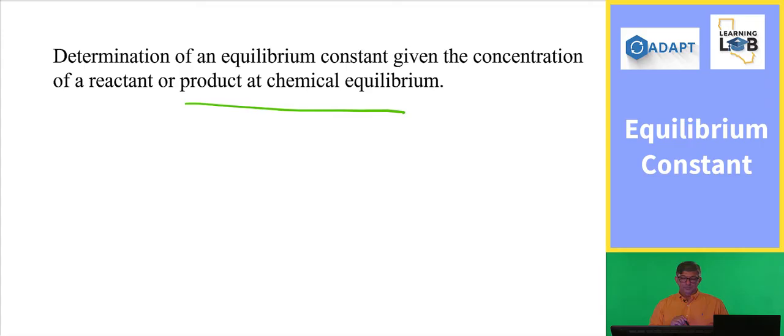We are now going to determine the equilibrium constant given a reaction in which one of the reactants or products, we are given its equilibrium constant at chemical equilibrium. So let's look at our particular problem here.